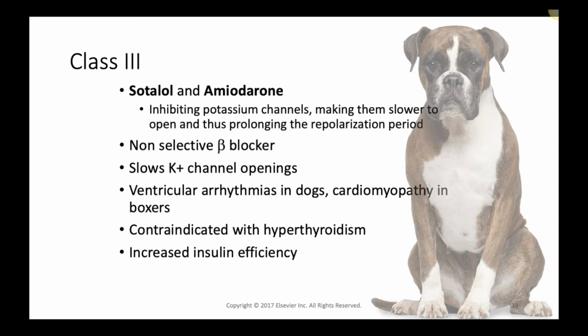they inhibit potassium channels, making them slower to open and thus prolonging the repolarization period. Okay, so those potassium channels, which would allow potassium to escape, they're changing that up. So they're preventing it from reaching that repolarization period, which means that they're in that refractory phase. And we know that another impulse can't come down the pipes if the animal's heart is still in the refractory phase. They are non-selective beta blockers. They slow the potassium channel openings. They're used for ventricular arrhythmias in dogs and cardiomyopathy in boxers, contraindicated with hyperthyroidism and increased insulin efficiency.